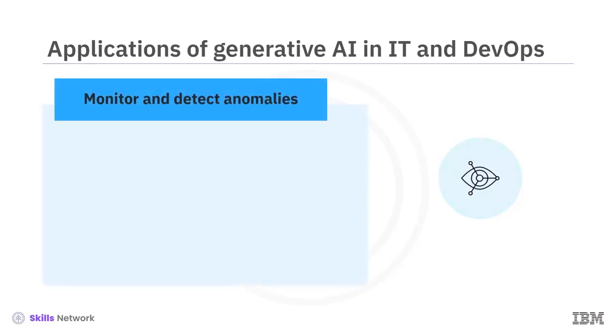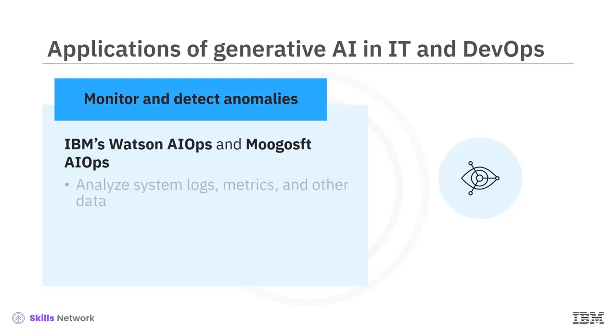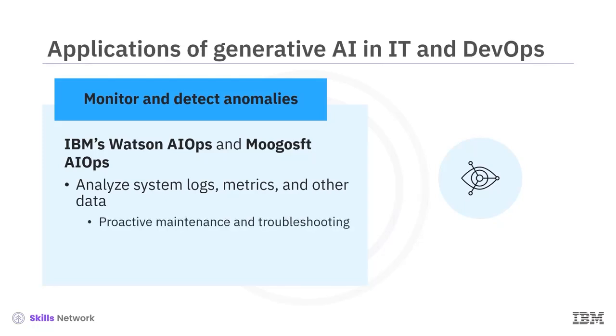To monitor and detect anomalies in code, tools such as IBM's Watson AI Ops and Moogsoft AI Ops analyze system logs, metrics, and other data. This helps with proactive maintenance and troubleshooting, reducing downtime and preventing critical failures.